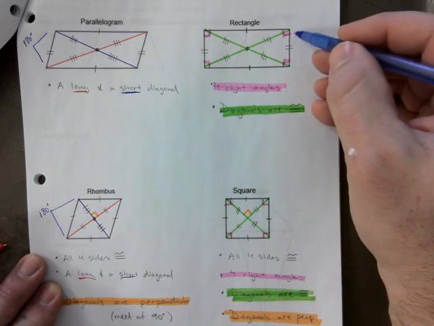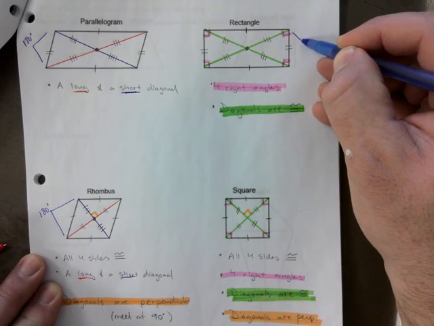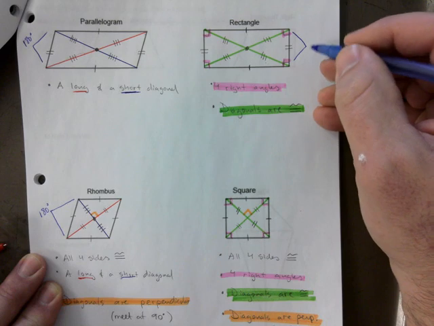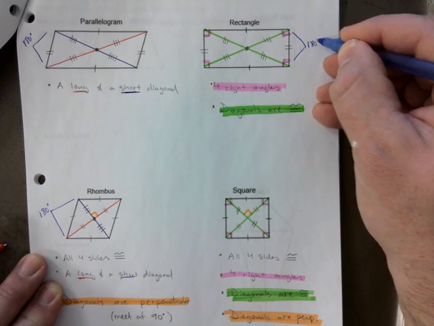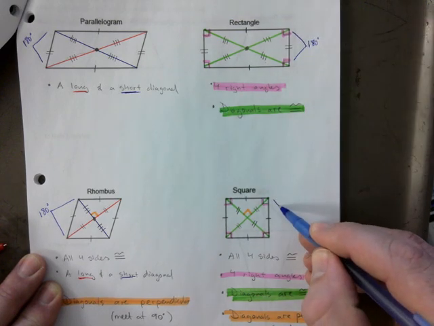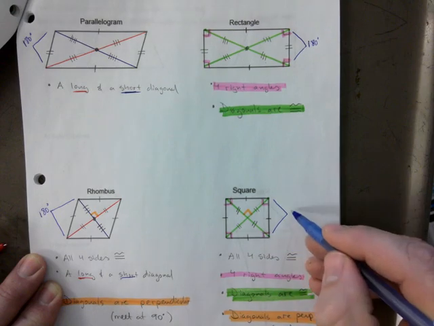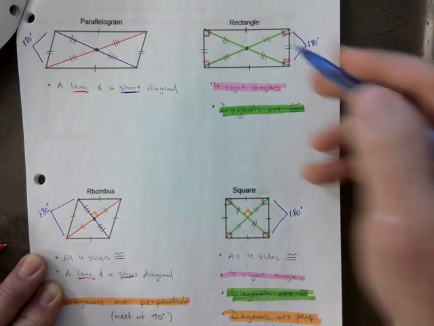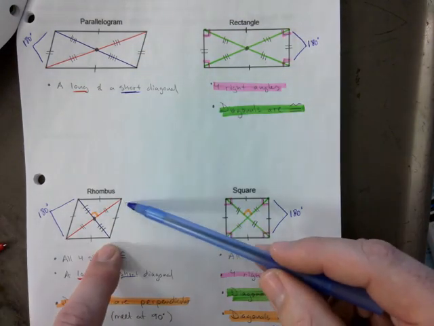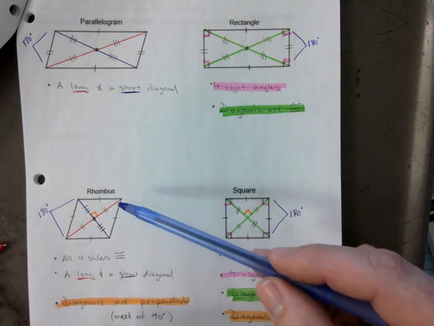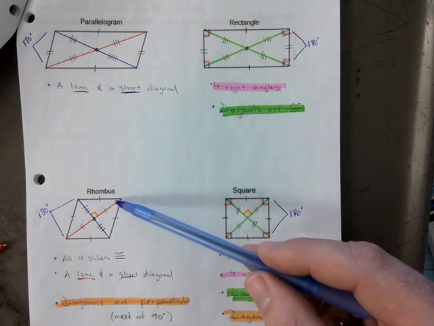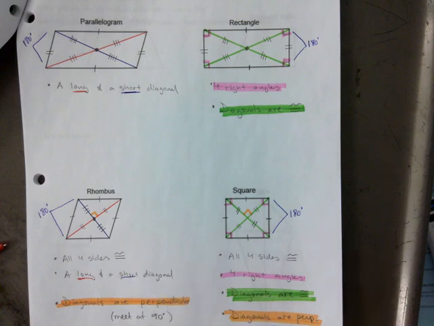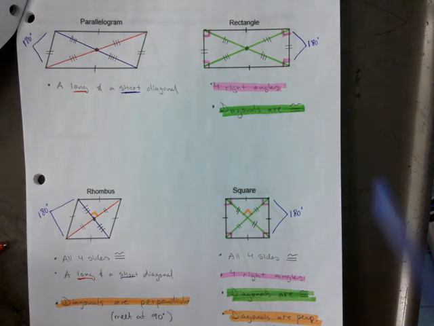Can you tell that it's the case on the rectangle? What's 90 and 90? 180. That's right. 90 and 90. So for all of these, on either side, if you know one of these angles, you will also know the other one. It's the sum of 180 on the one side.